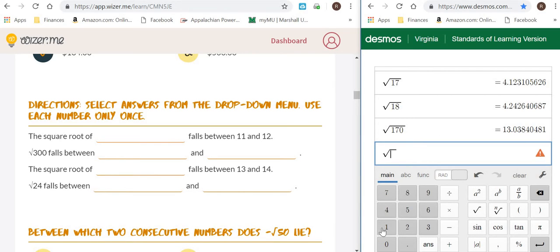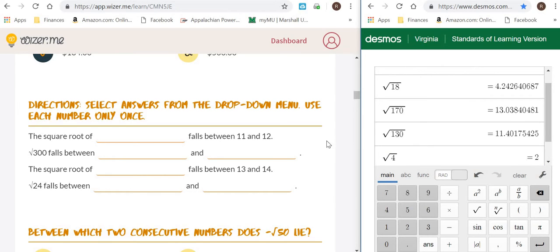The square root of 130, 4, and finally the square root of 5. Alright, so now we have them all in our calculator. We should be able to figure out answers.